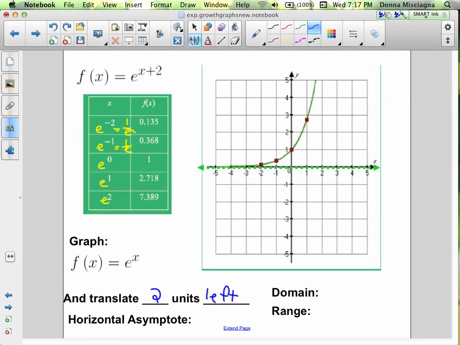Because we didn't move up and down, the horizontal asymptote is still y equals 0. And matter of fact, our domain is going to be all real numbers, and our range is going to be 0 to infinity because we didn't translate up or down.